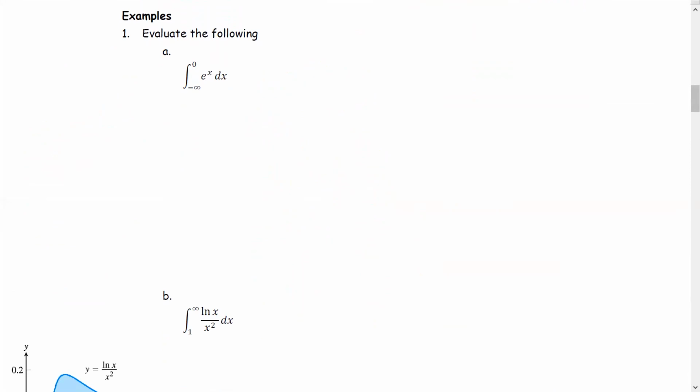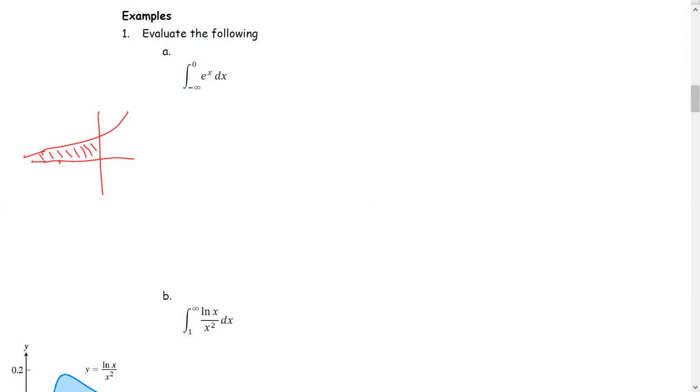Examples. Number 1, evaluate the following. Part A, the integral from negative infinity to 0 of e to the x dx. It can be represented by the graph of e to the x, and we find the area under the graph from negative infinity to 0. The lower limit is negative infinity, which is Type 1.